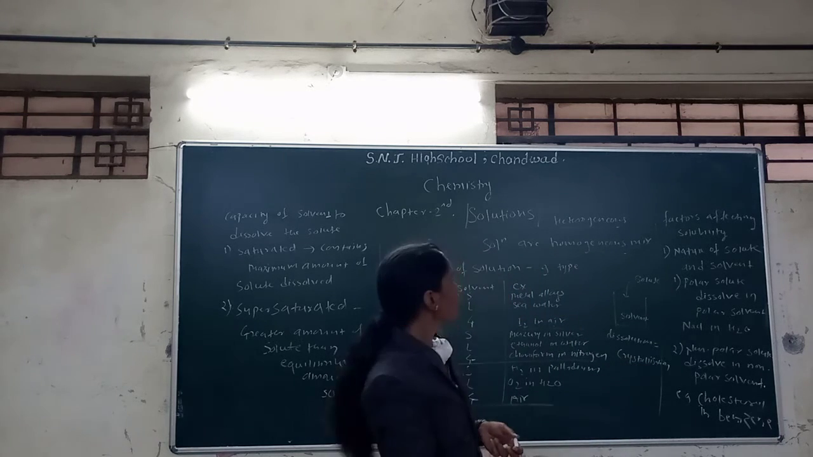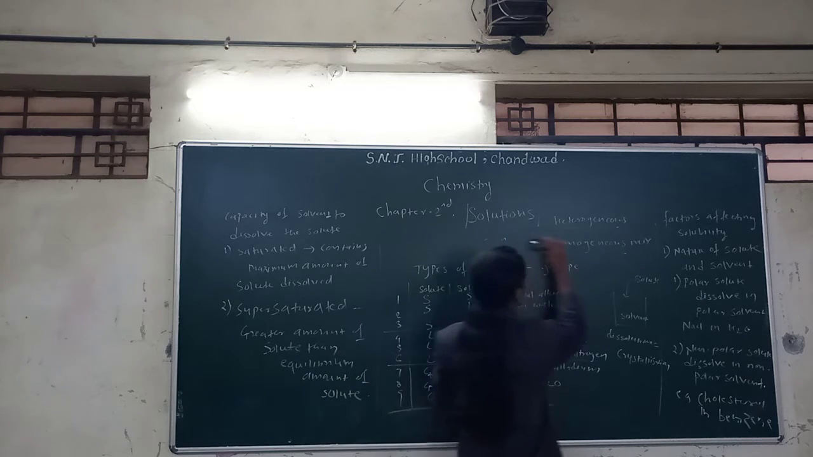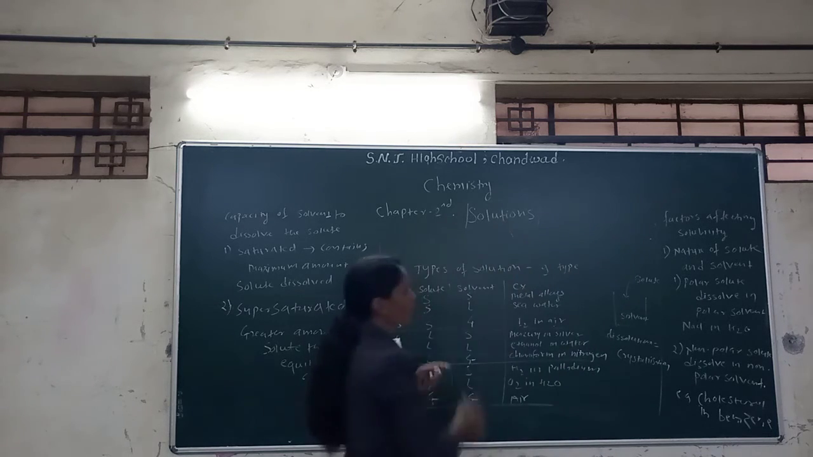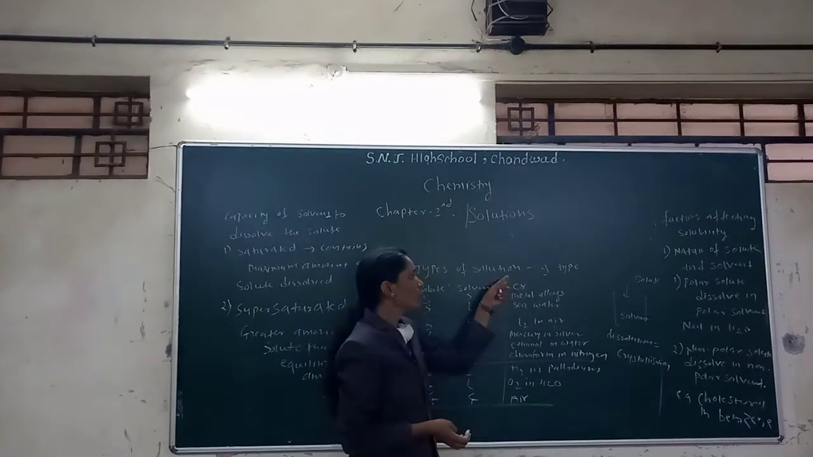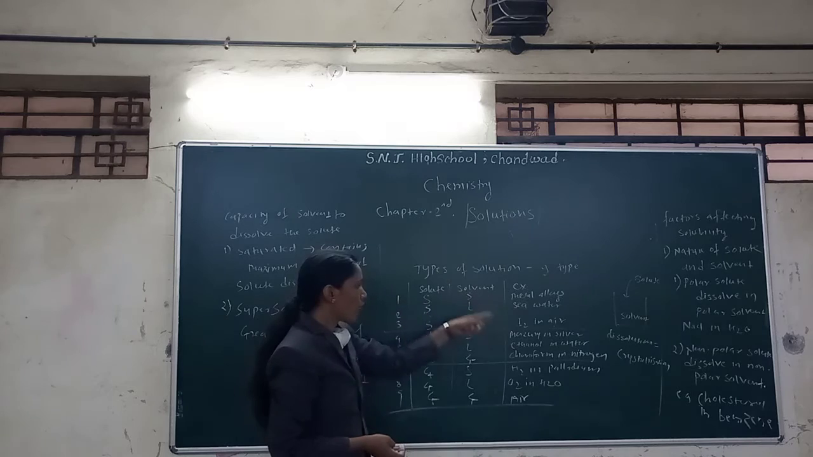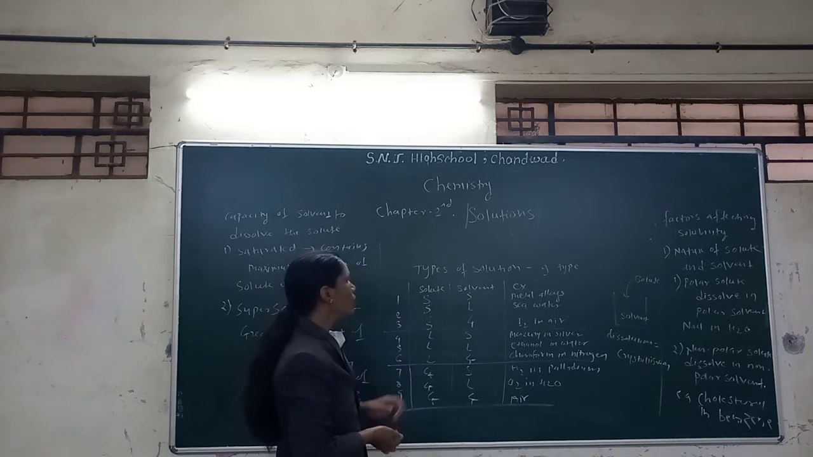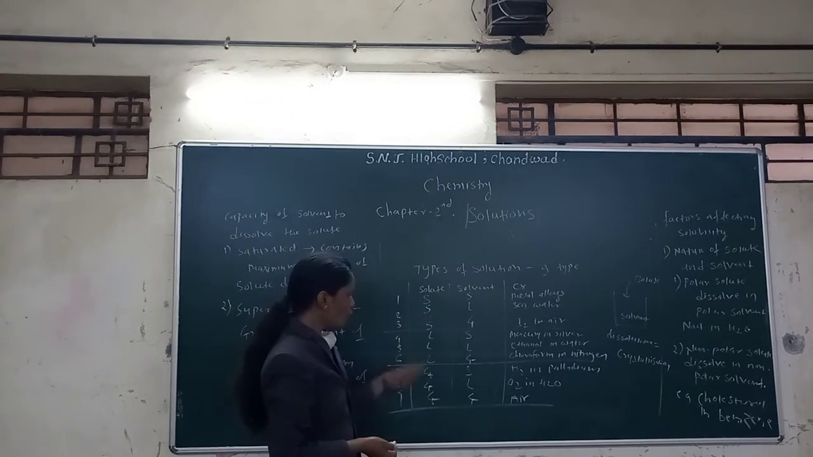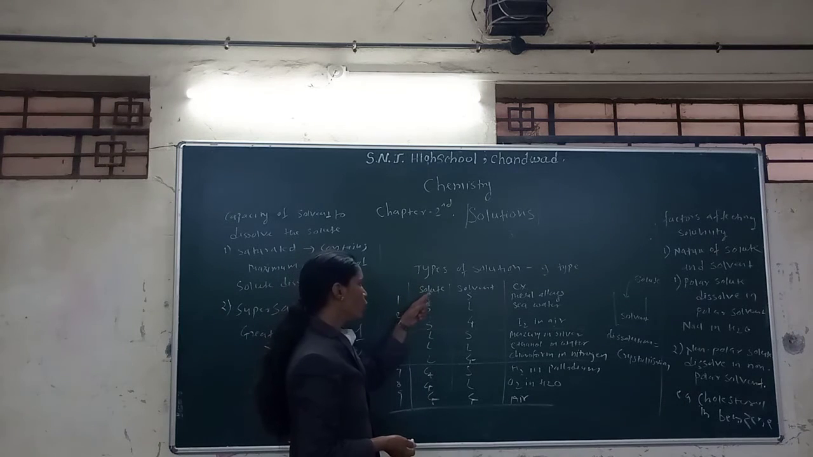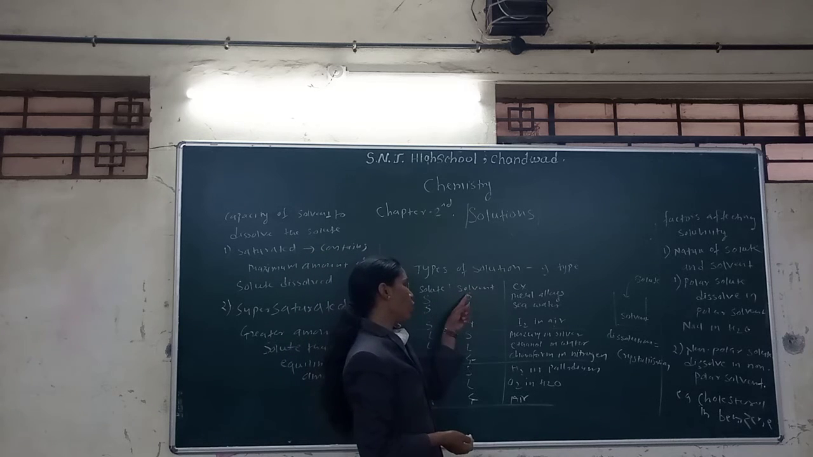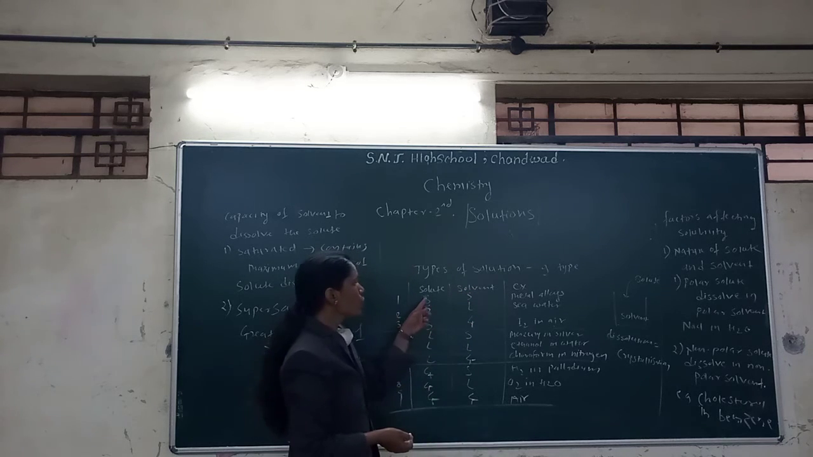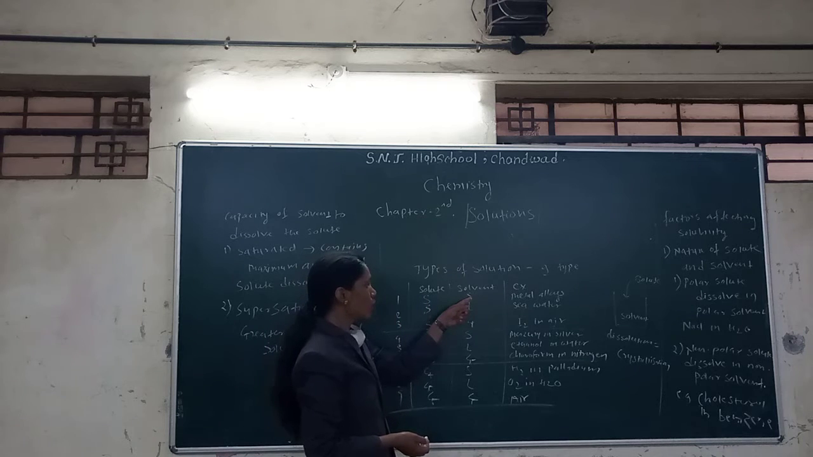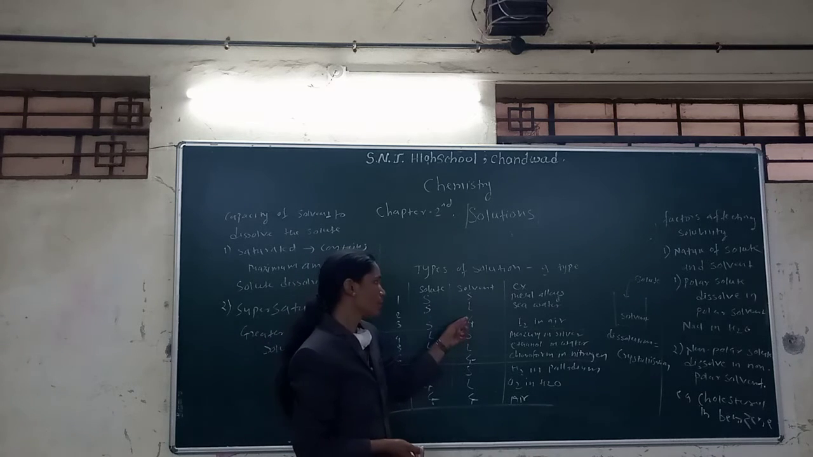Then the next point is that solutions have 9 types. Here is the chart of types of solution, which depends on the nature of solute and nature of solvent. In the first column, the nature of solute is solid, first 3 types, and the solvent is solid, liquid and gases. That is, solid is dissolved in solid, solid is dissolved in liquid, solid is dissolved in gases.